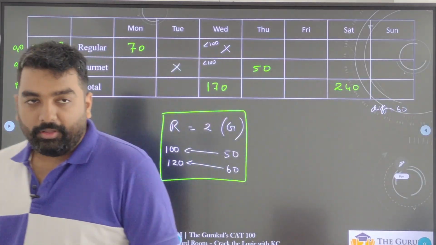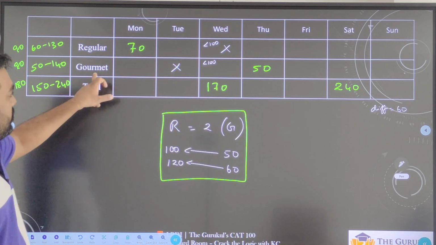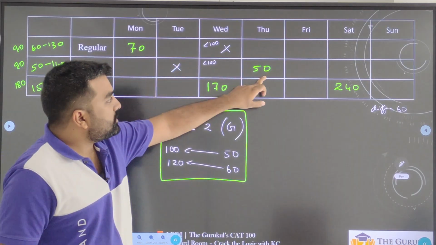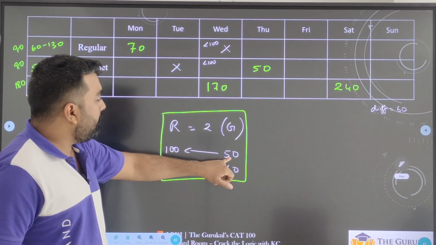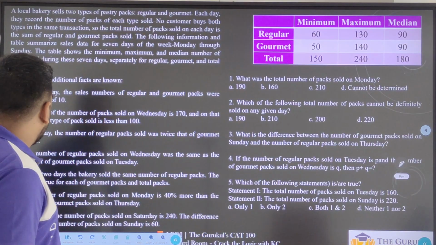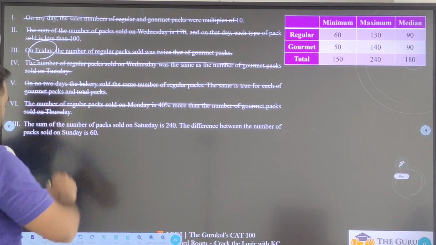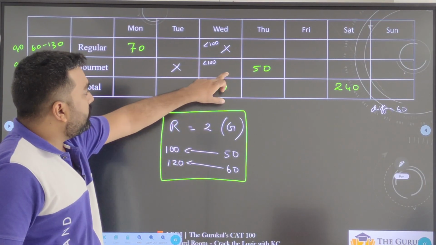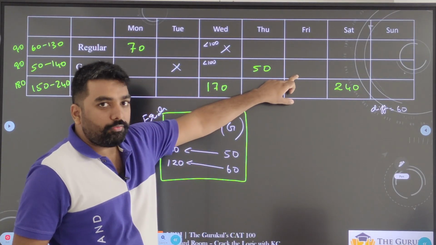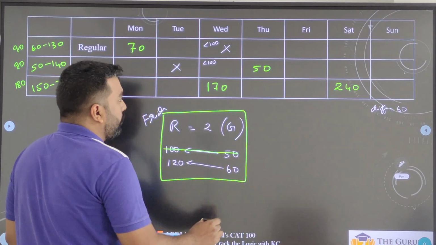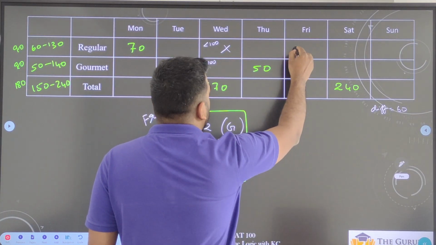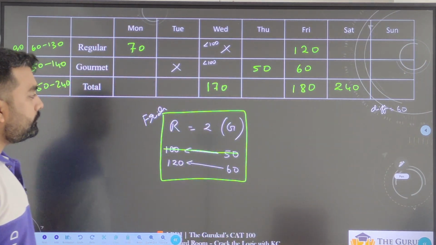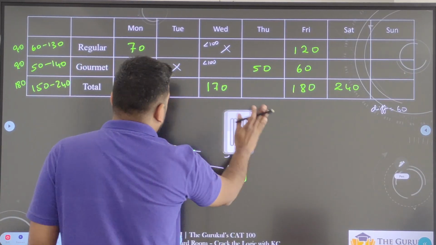Now, if you observe carefully, in one statement they already told us we can't have the same value repeating. Now pause. Gourmet on Thursday is already 50. Then how can this be 50? On which day is this happening? The regular packs are sold on Friday, and all of this is happening on Friday. If Thursday is already 50 for gourmet, how can Friday have a 50? That is not possible. So definitely this should be 60 and this should be 120. Total should be equal to 180. Perfect. This is also done.